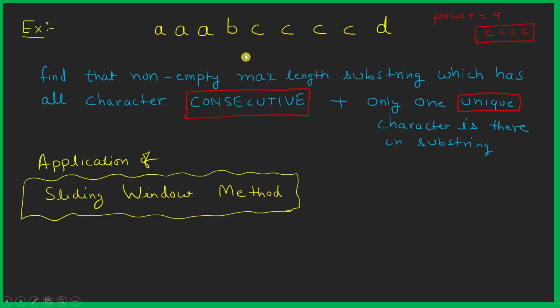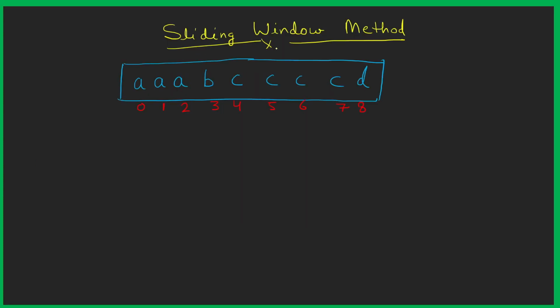If you see this problem, this is a simple application of the sliding window technique. So what is the sliding window method? As you know, in the sliding window technique, we take windows of particular sizes, and when we find a new window which is of greater length than the previous window, then we update the window size, and accordingly we move from left to right. For our problem statement, let's see how it will work.